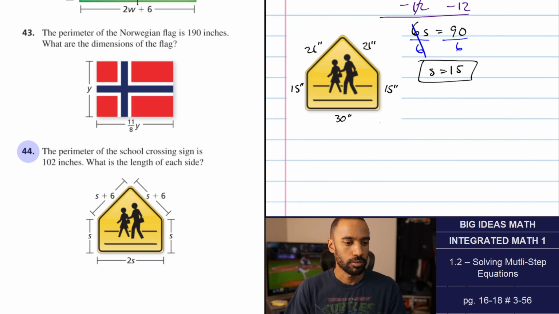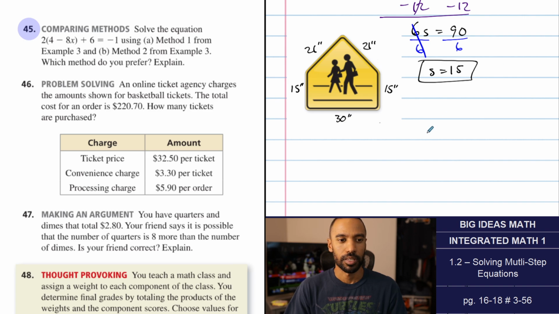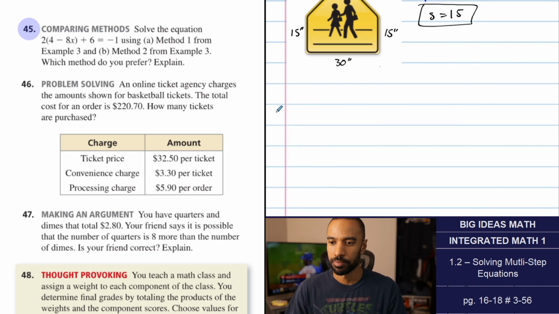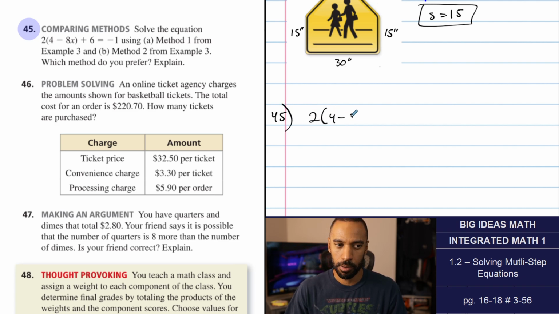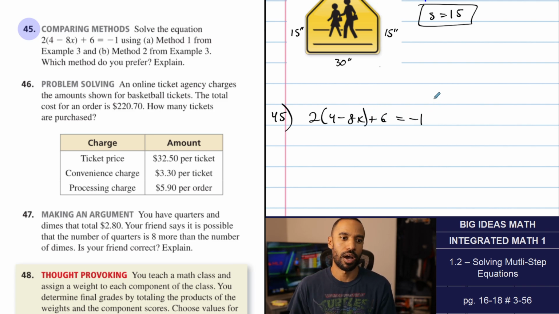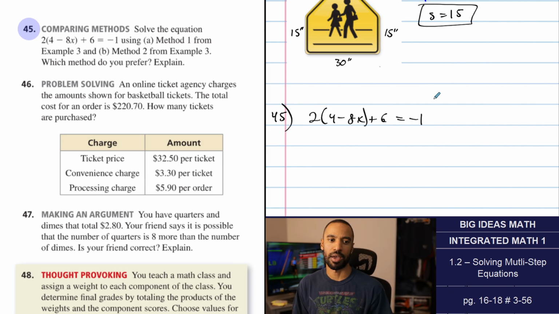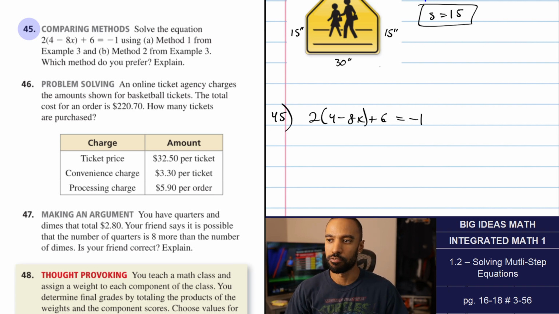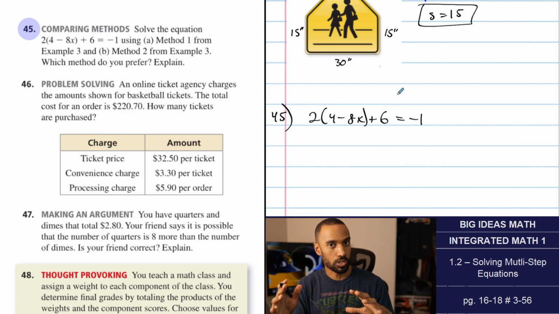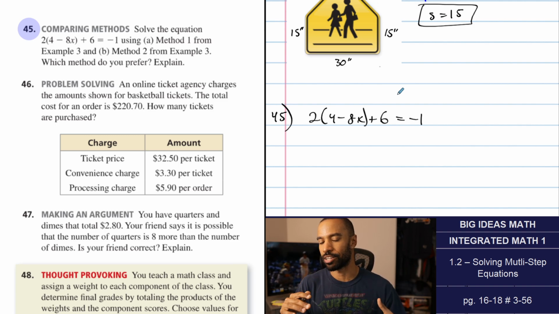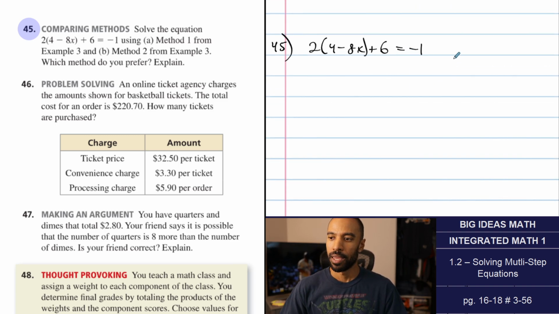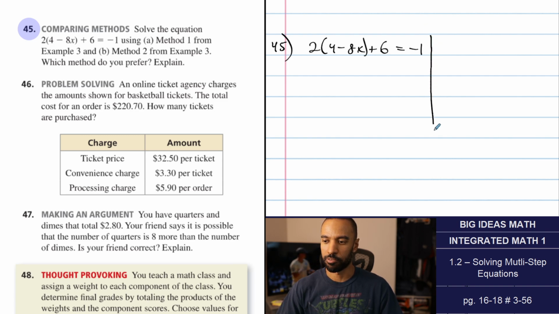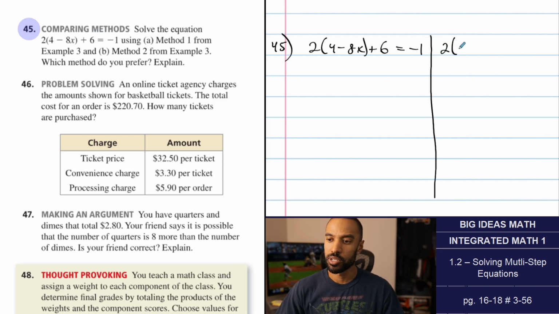Number 40. Oh, where are we? Number 45. Comparing methods. Solve the equation 2 times (4 minus 8x) plus 6 equals -1 using method 1 from example 3 and method 2 from example 3. Which method do you prefer? Explain. So the two different methods involved, guys, are distributing the 2 into here and simplifying the whole side before doing anything, or ultimately dividing that 2 from the answer when all said and done. Now, I'm going to tell you straight up that I already know I'm going to prefer method number 1 of distribution for this particular problem.